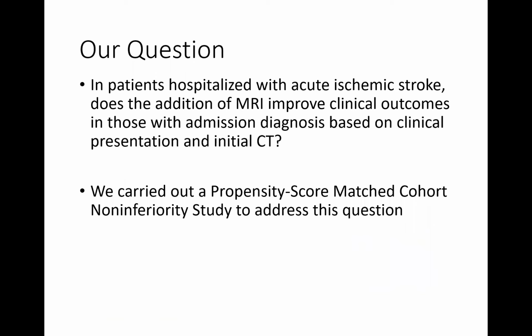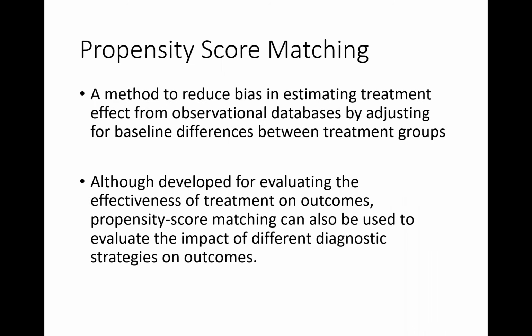So the study design we used was a propensity score matched cohort and a non-inferiority study. For me, these were things that I didn't even realize existed 10 years ago. And they turned out to actually be very, very well suited to this particular project. And I'll give you some details about exactly how these experimental designs work. So what is propensity score matching?